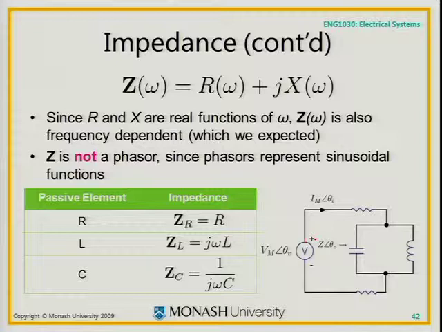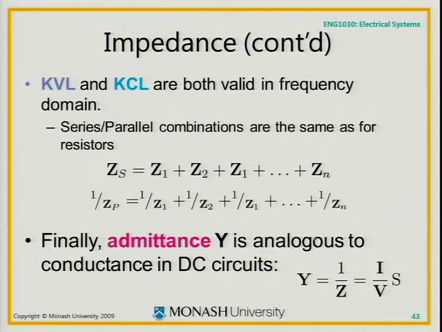Note that we don't call Z the impedance of a phasor. The phasor represents voltages and currents. So Z's complex, but the phasor is about the voltages and currents in the circuit. Z's just a complex number, which we call the impedance.